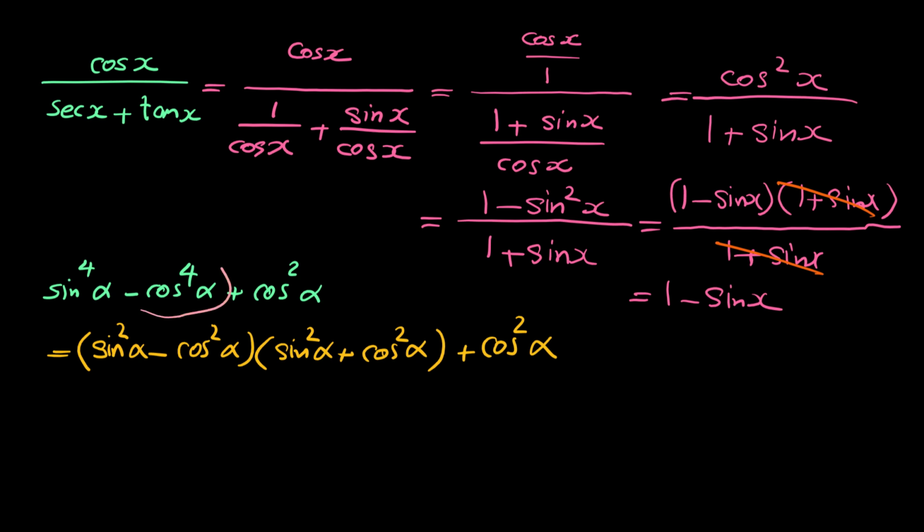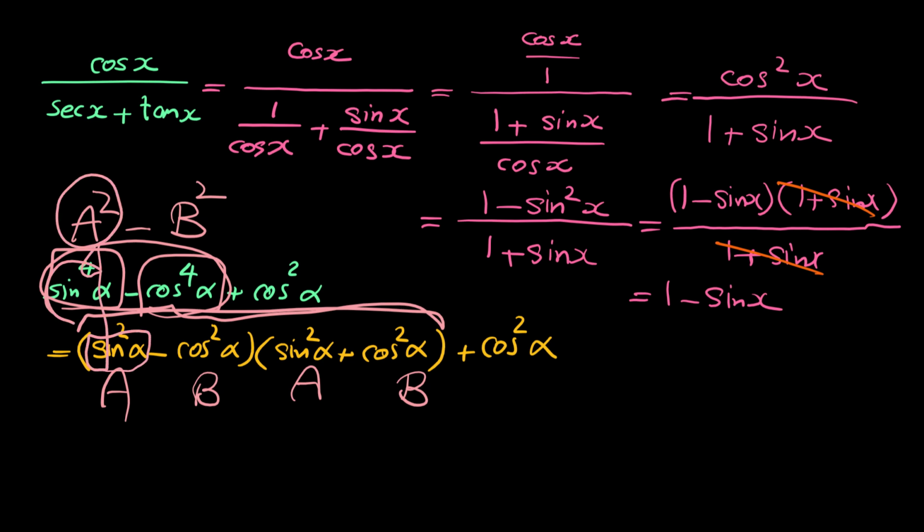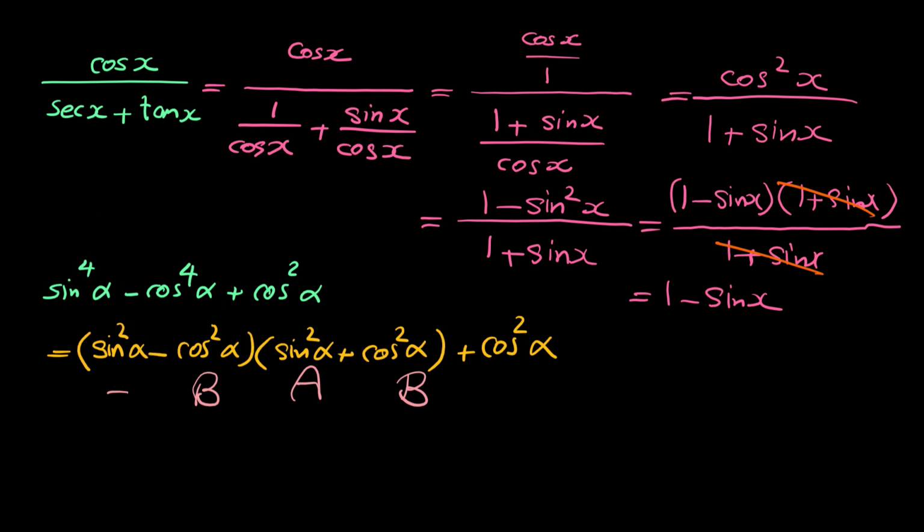Let me explain a little what happened from here to here. This is for us like a squared, and this is like b squared. The factored form of a squared minus b squared is (a minus b)(a plus b). But why is a this? Because a squared is sine to the 4, so a would be the square root of sine to the 4, which is sine squared. The square root of cosine to the 4 is cosine squared. And this is the way that you can factor this expression here.